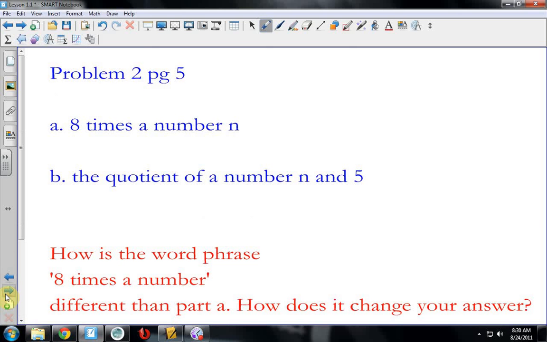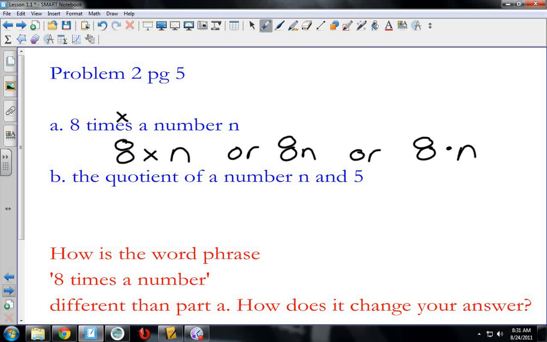All right, so we have problem 2 on page 5. For part A, it says 8 times a number n. All right, what's the operation here? Times, right? Multiplication. All right. What's my variable? n, and then what's my constant? 8. So I have 8 times letter n. Now, that's a perfectly okay way to write it. How else could I write this? Yeah, 8n, or even 8 · n.